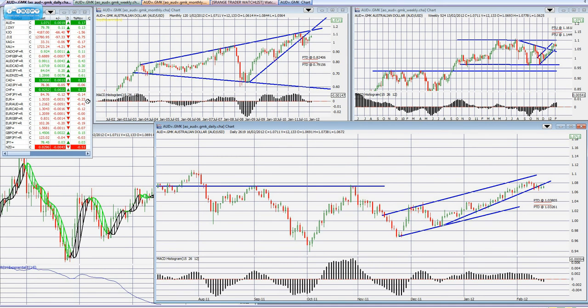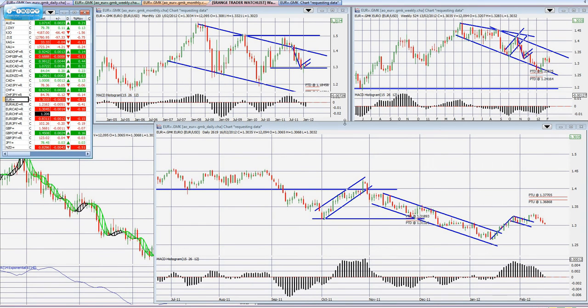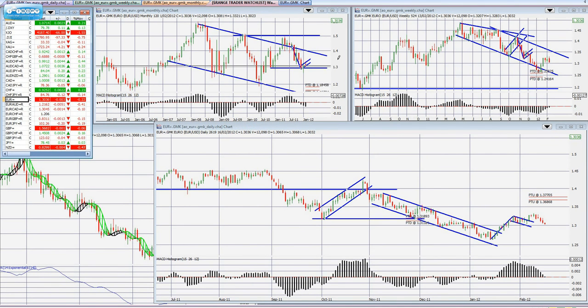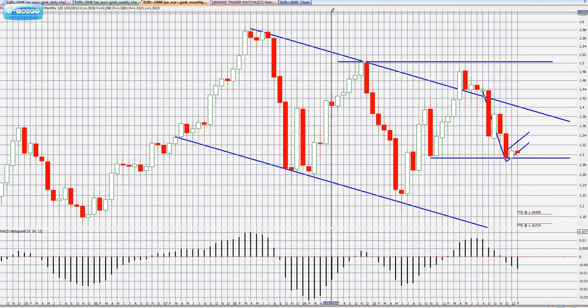Now going to the downside, let's talk about the Euro, which is pretty much where all this downside is to come. This is the monthly Euro. What we see here is a monthly bear flag. The monthly overrides the weekly, overrides the daily, so whatever is on the monthly is more important than the weekly and the daily. On the monthly we've got this bear flag in formation, and it hasn't broken yet.